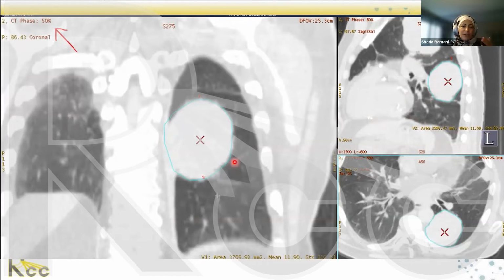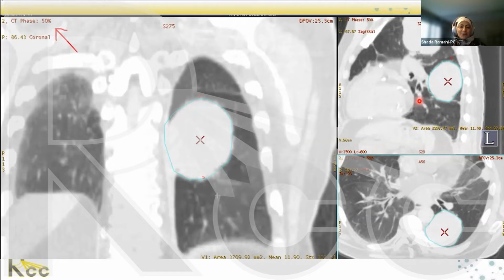All right, so we have the phases. You can look at this upper part here. This is where the phase is indicated. This is 50%. And then you draw the tumor. So this is what the physicist is doing. This is what we're going to call the motion study now. So you delineate the tumor in all 3 dimensions. And yes, this patient has multiple lung tumors.